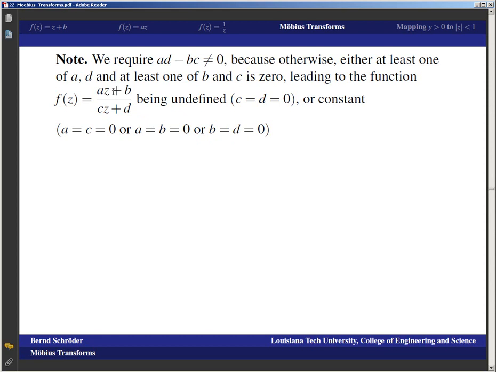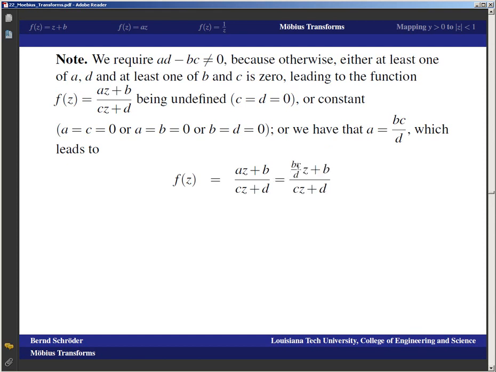B equals d equals 0 gives us az over cz, which is a over c, so it is constant in all of those cases. Or the other thing that could happen is if none of a, d, b, and c are 0, then we must have that by just solving for a, a is equal to bc over d, but that would lead to f of z being az plus b over cz plus d. That would be bc over d times z plus b over cz plus d.